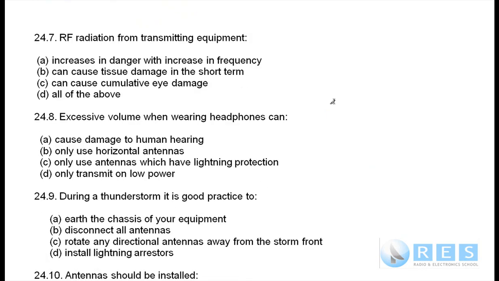24.7, RF radiation from transmitting equipment increases in danger with increased frequency. Well, that's true. Can cause tissue damage in the short term. That's true. Can cause accumulative eye damage. That is also true, and that's the one you really got to watch out for, particularly with handheld radios and aerials close to your eye. You can cause cumulative eye damage. So the answer to that question is all of the above.